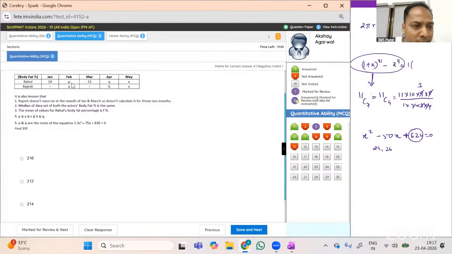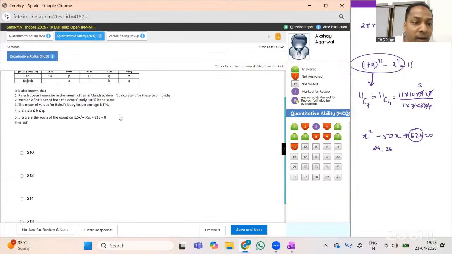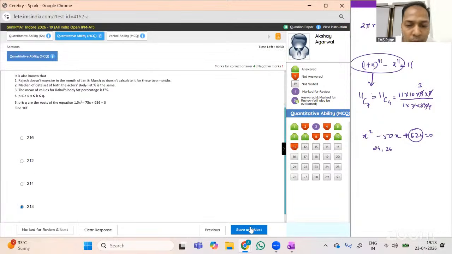19 plus 24 is 43, 43 plus 15 is 58, 58 plus 26 is 84. 84 plus 25 is 109. 109 is 5F, therefore 218 would be the answer.